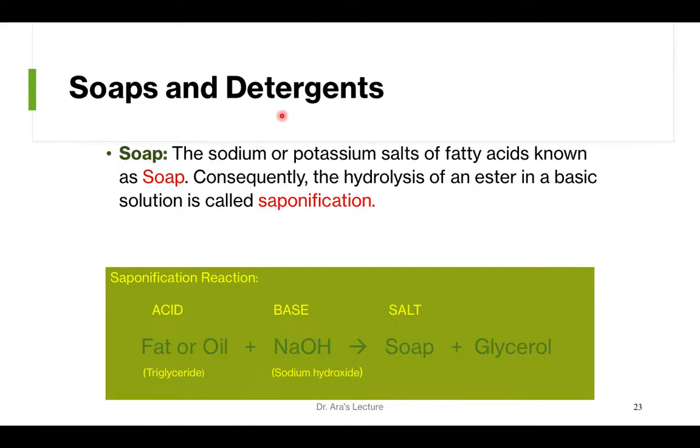Soaps and detergents. Here we can see saponification, how we make a soap. When fat or oil reacts with a base, you get the sodium or potassium salt of a fatty acid, known as soap. Consequently, the hydrolysis of an ester in a basic solution is called saponification. So this reaction is actually called saponification, that means the way we manufacture soap.